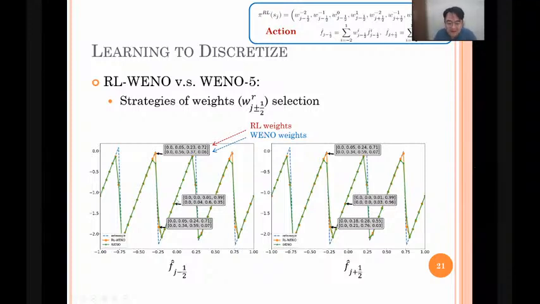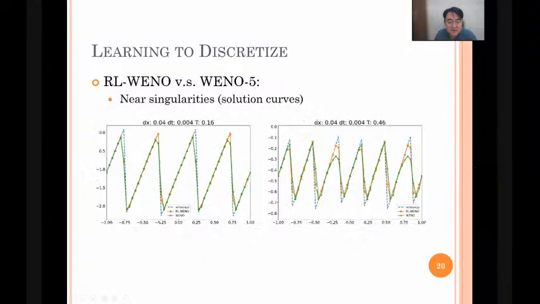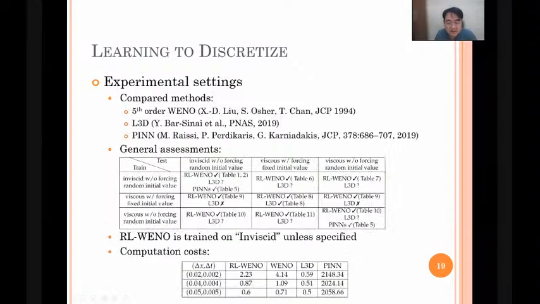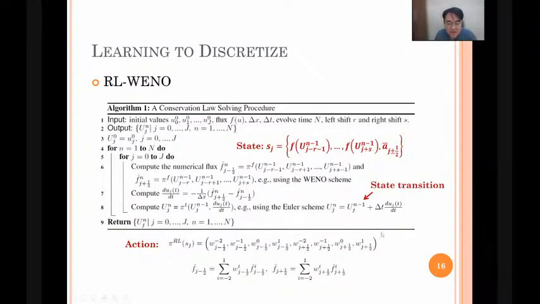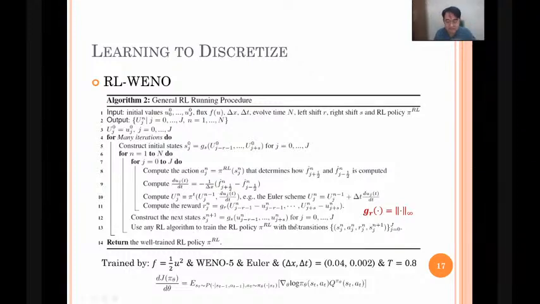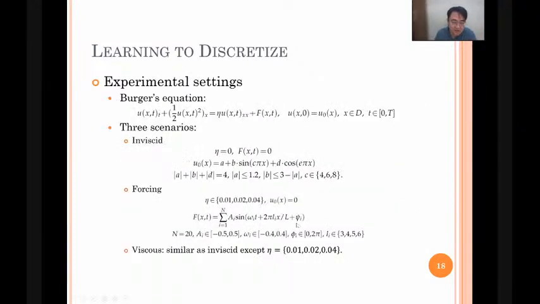The reviewer also asked whether we can make an analytical interpretation of this policy function. I don't know. All I can say is that they do something differently so that they can approximate the singularity better. It looks like it's more aggressive than the WENO scheme. Maybe that's the reason, because they know when to be aggressive and when not to be, because the training is to minimize the local infinity norm of the loss. So they want the solution to be entirely accurate.